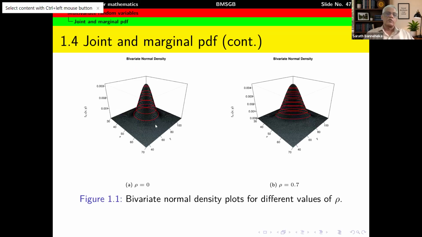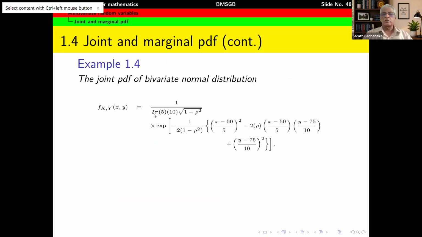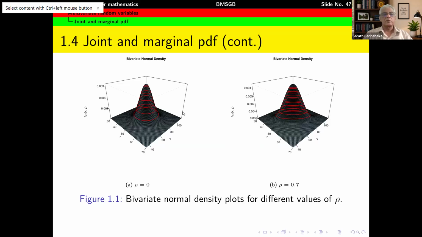So you can see that when rho is equal to 0, the shape of the joint density function is like that. By these red curves, I have shown the contours. Contours are the lines where the density is equal, the height of the density is equal. So you can see that in that case, it's symmetric around this mean 50 here and symmetric around the mean 75 here. I have chosen 75 and 50 as the mean of x and mean of y.